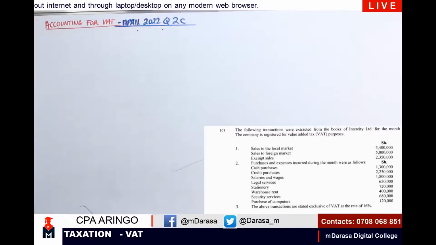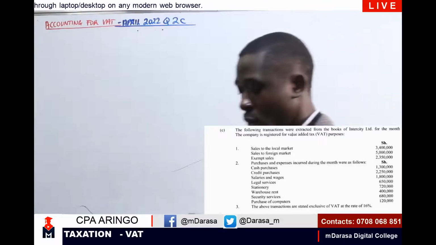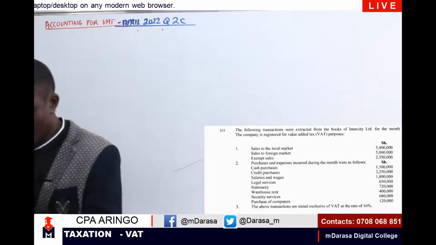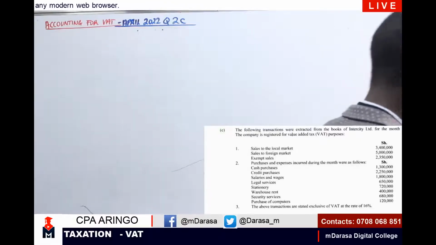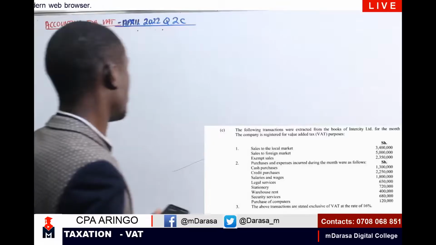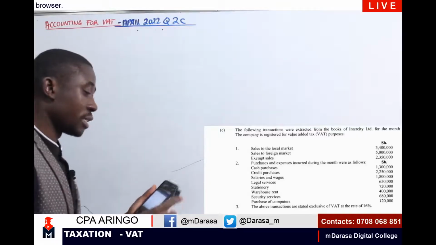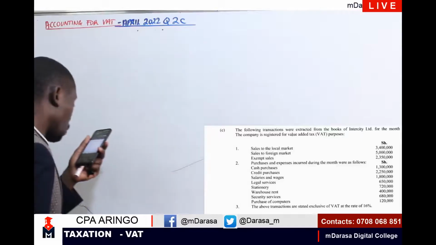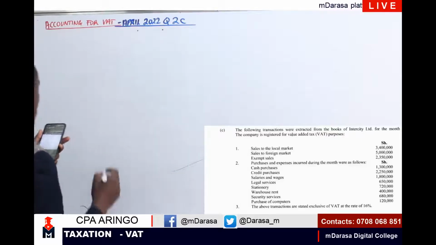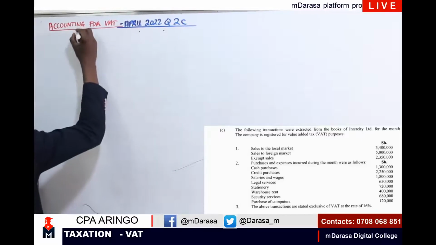Believing that it's still visible, I've just squeezed it there. Okay? So we are supposed to compute our deductible input tax. That is what our examiner wants us to do. But of course, you can determine all of them at once, right? So therefore, let us prepare this statement of this company, Integrity Limited VAT statement.